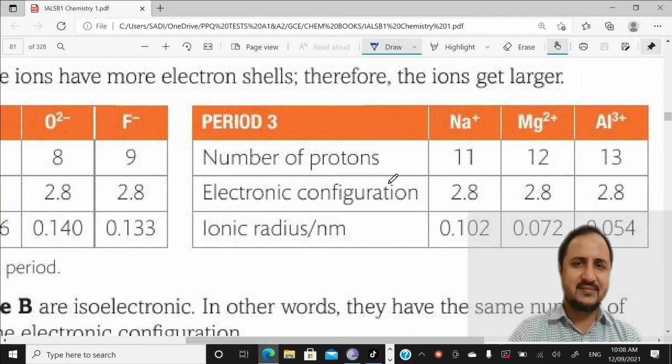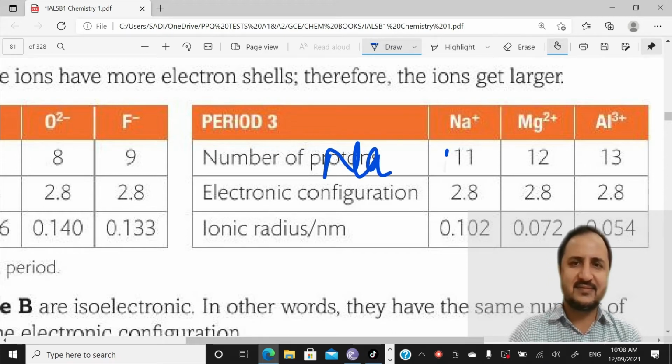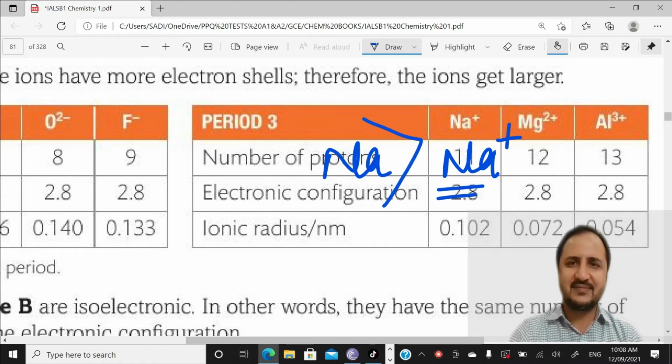Things which we need to be talking about are the ionic radii. First of all, you need to understand that if we are talking about sodium and sodium plus 1, this is one of the exam questions. Which one is larger in size? Sodium is larger in size, and the other one, sodium positive, is smaller in size.